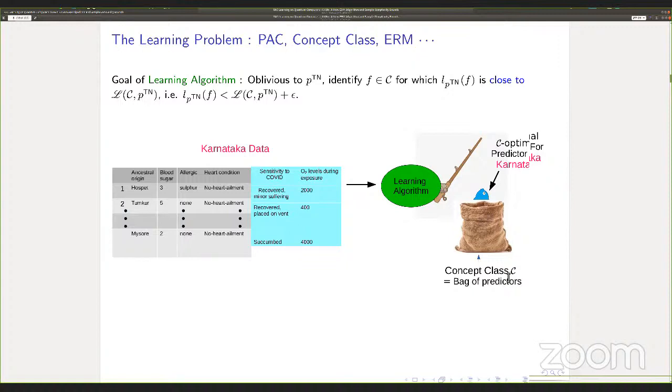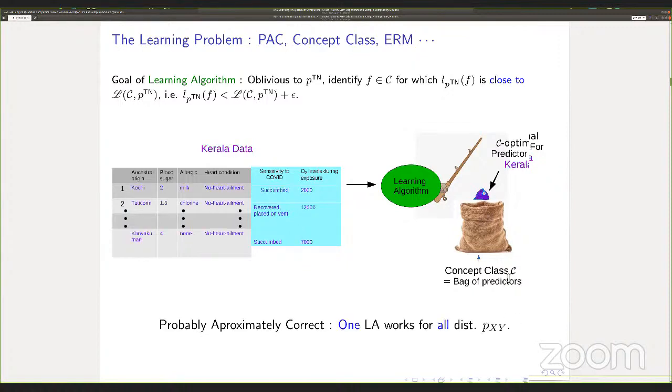Now, if I enter Kerala data, there the ethnicity is different, their COVID virility is different. If I enter the training data for people from Kerala, my learning algorithm, the same learning algorithm, must pull out the optimal predictor for Kerala. That is what we call a distribution-free learning algorithm. Obviously, you cannot get a universal learning algorithm, but if you choose your concept class nicely, and if you have some idea of how you design your concept class, you can actually do this. So this is really the key element in the learning algorithm.